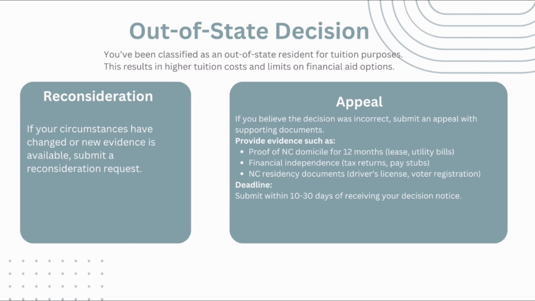You will have to provide evidence such as proof of NC domicile for 12 months. Those documents may include a lease and utility bills. You will also have to provide proof of financial independence such as tax returns and pay stubs, and NC residency documents such as a driver license and voter registration. Make sure that you submit these within 10 to 30 days of receiving your decision notice.